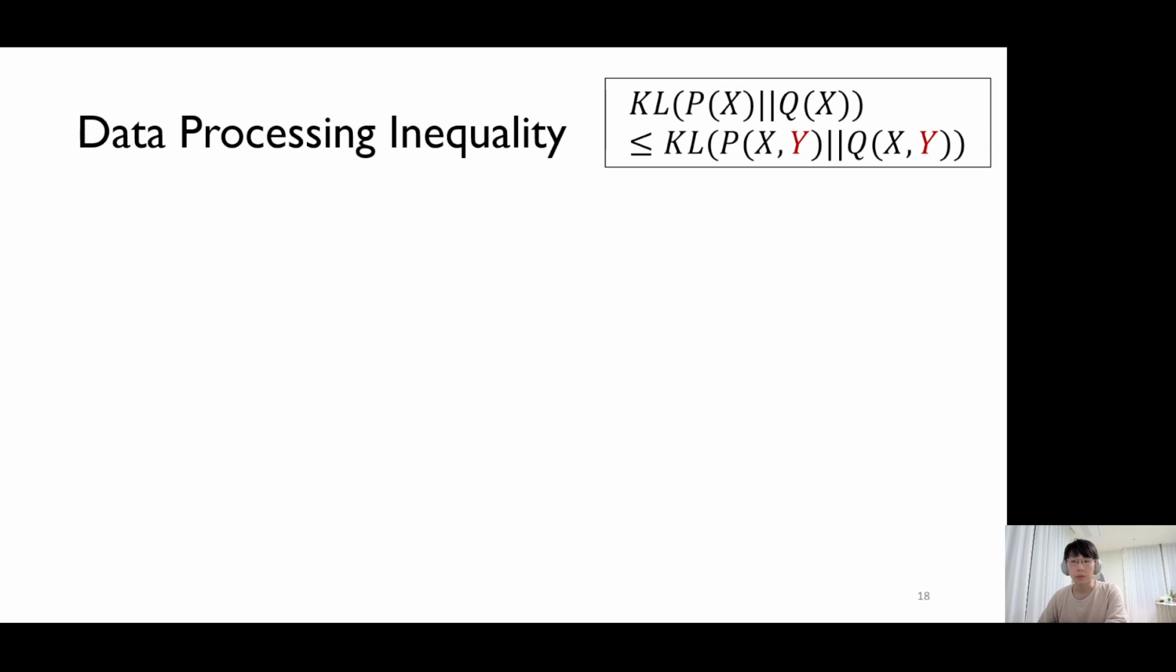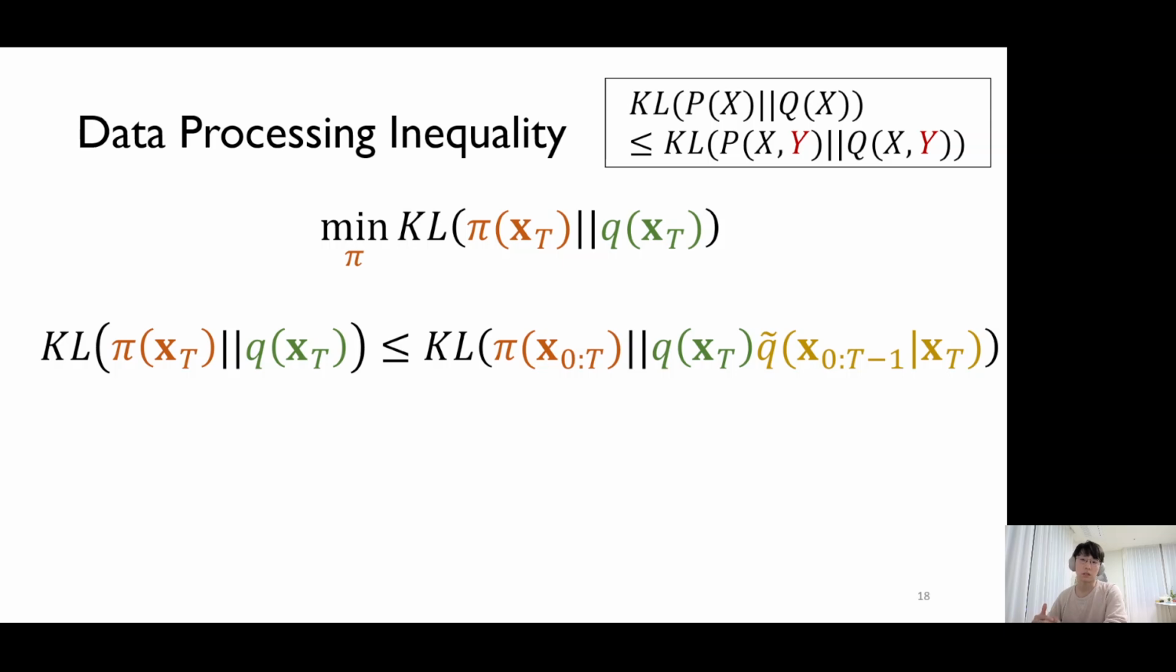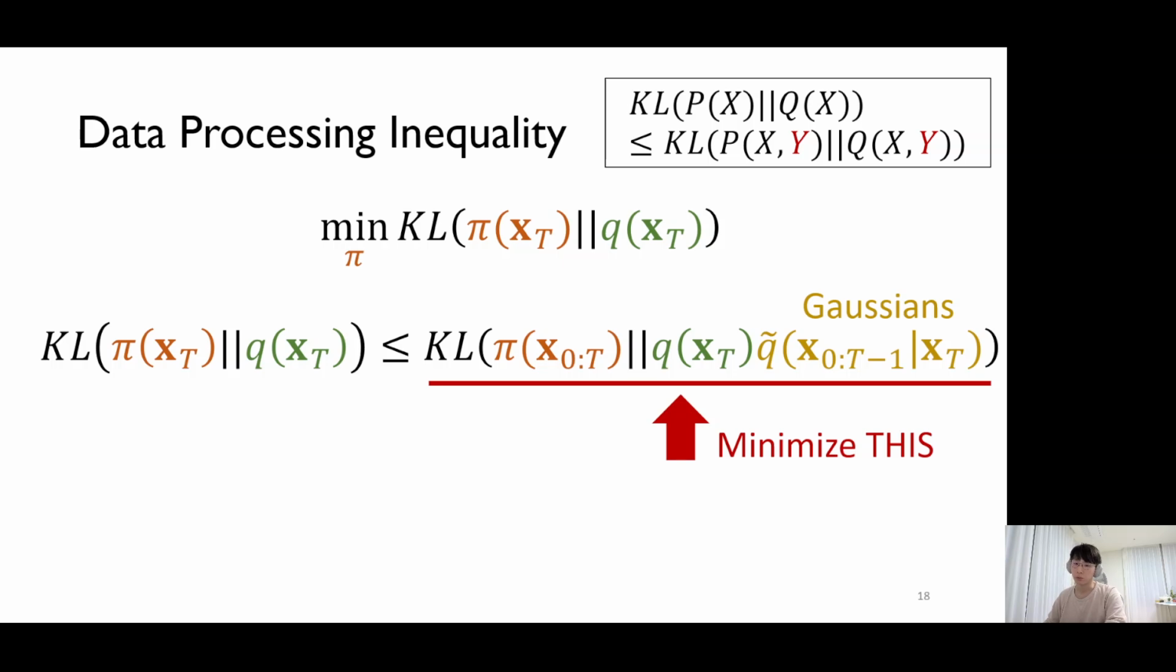To obtain the upper bound, we apply the data processing inequality. The data processing inequality states that if we add new random variables, the KL divergence will never decrease. Here, we add the intermediate steps of a diffusion model as new random variables, and this KL divergence becomes the KL divergence between the whole trajectories. When doing this, we need to introduce a new distribution, Q tilde. Since this inequality holds regardless of the choice of Q tilde, we will simply set Q tilde as Gaussians. Now we will tackle this upper bound instead of the original KL divergence.